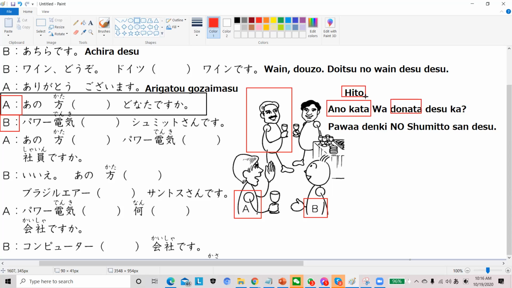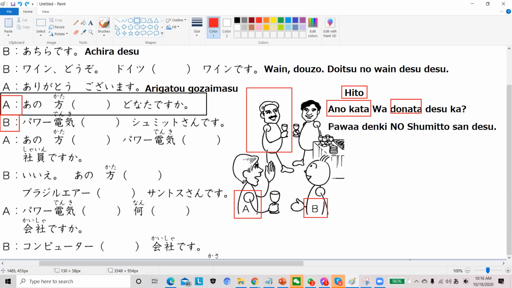How about hito? If we are going to use hito, what interrogative form are we going to use here? It will be what, Kyrene? What is the plain form of donata? Dare. Very good. So how will you say over that person, who is that? But you will use the plain form. Ano hito wa dare desu ka? Very good. Yoko de kimashita. That is the plain form. So that is the reason here we use donata desu ka.